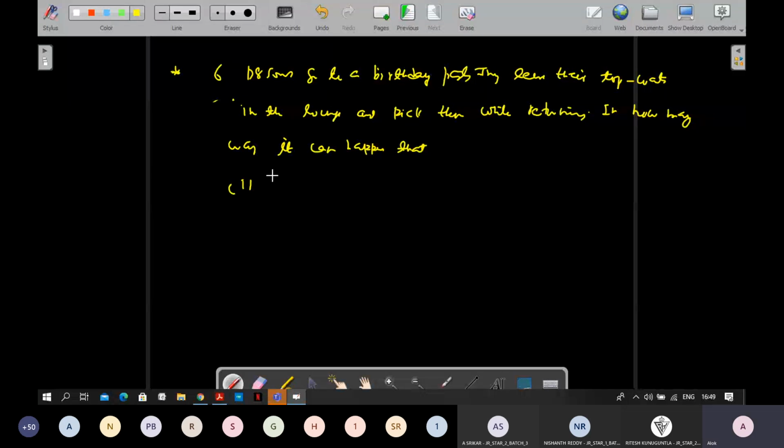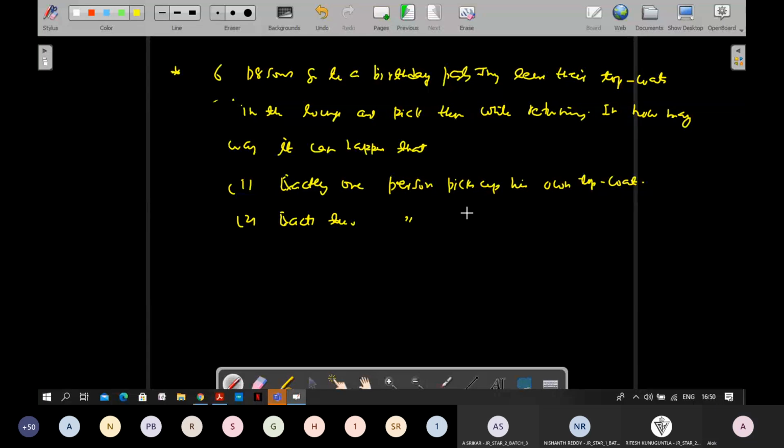that, first, exactly one person. It's very important to write these things: exactly one. In combinatorics, you have to watch out for exactly and at least. Exactly one person picks up his own top coat, his own, not someone else's. And second, exactly 2 persons pick up their own top coats. So these are 2 examples. Then we can write something else also, at least 3.